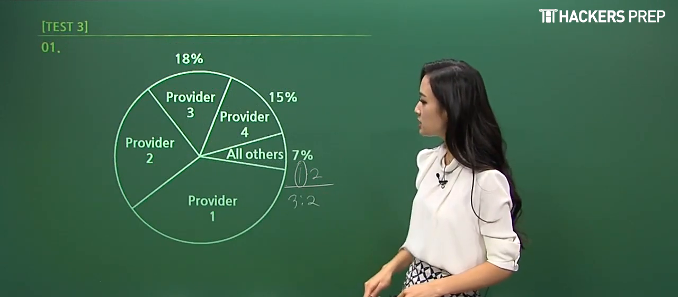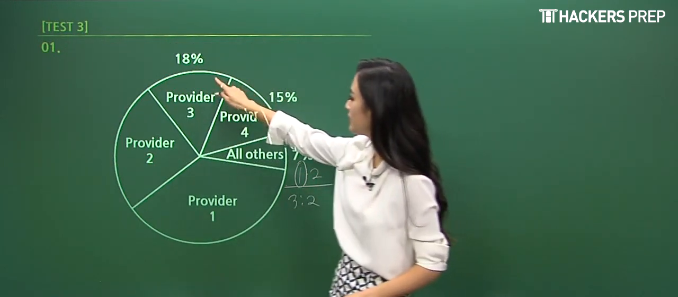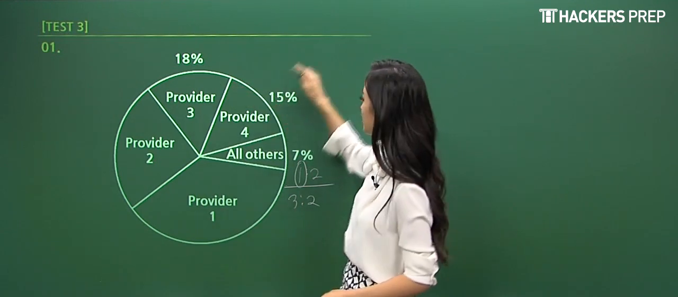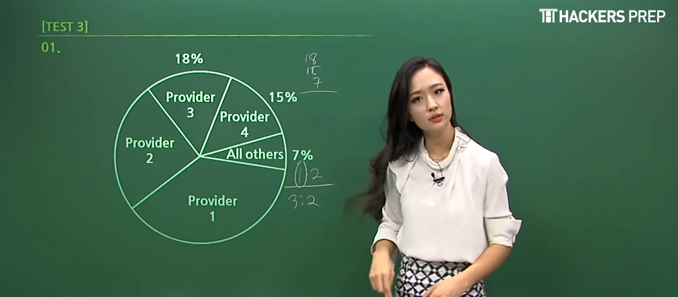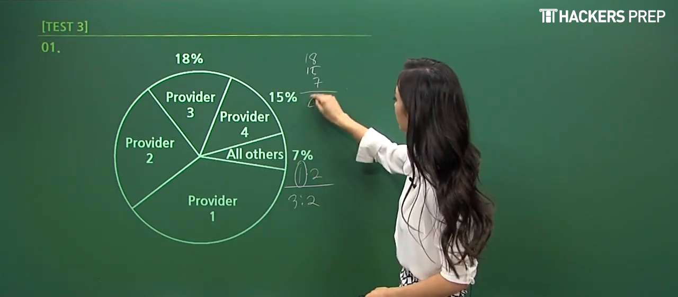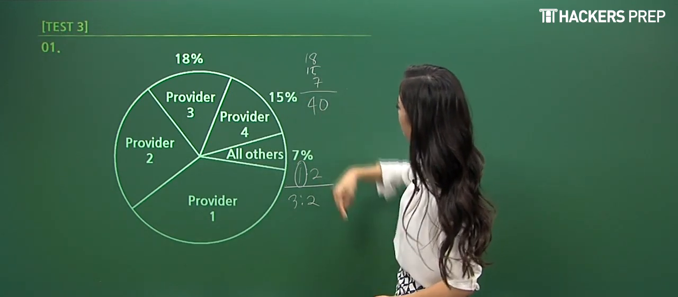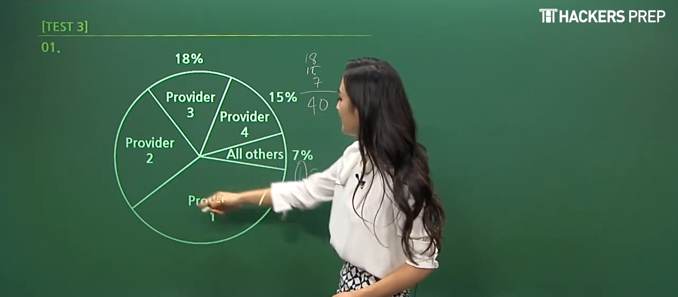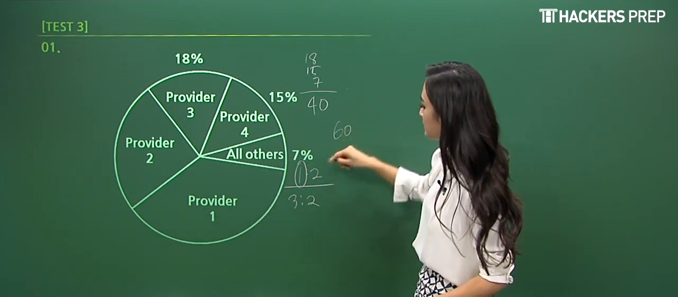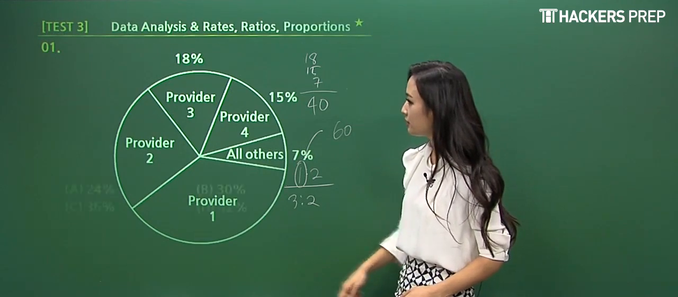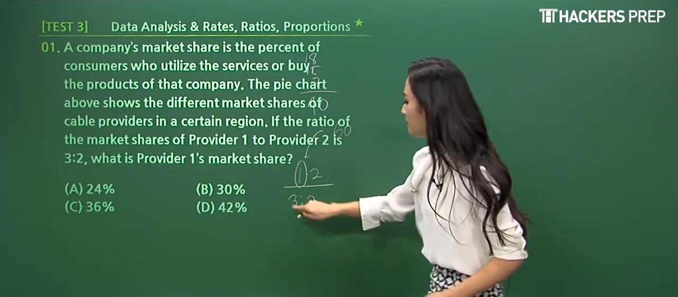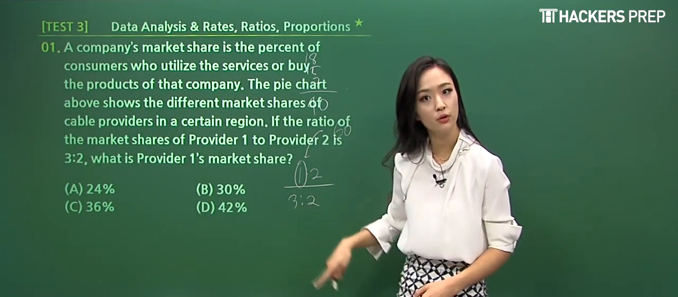So let's go back to this pie chart and we can see right away that the 3 values that they actually give us have a sum of what? Can you guys tell me what this value refers to? It becomes 40 in this case. So we know that the remaining 60% must be shared into a ratio of 3 to 2. And they're looking for the ratio for provider number 1 and the part that corresponds to 3.